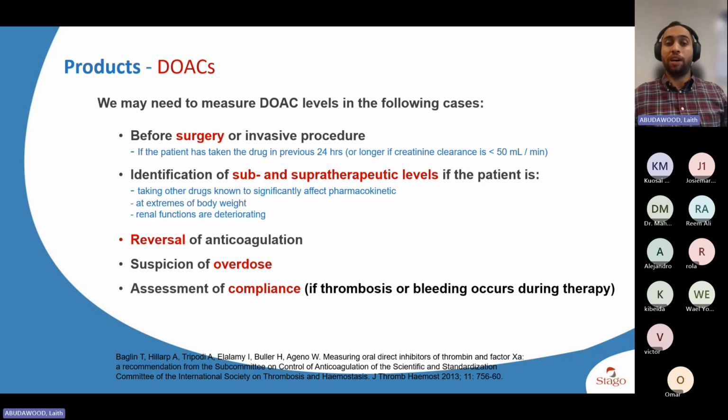Also, we want to identify if the patient is at sub- or supratherapeutic levels, especially for cases where the patient is taking medications which are known to interfere with DOACs, or if the patient is at very high body weight, or if the patient cannot really clear the DOAC well when they have problems with their renal system. Another point is when a reversal of anticoagulation is desired, or when we suspect overdose. Or finally, we want to assess the compliance of the patient in taking this drug, or if the patient is experiencing thrombosis or bleeding when they are taking this drug.